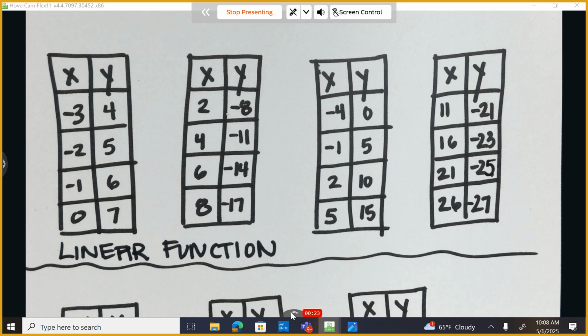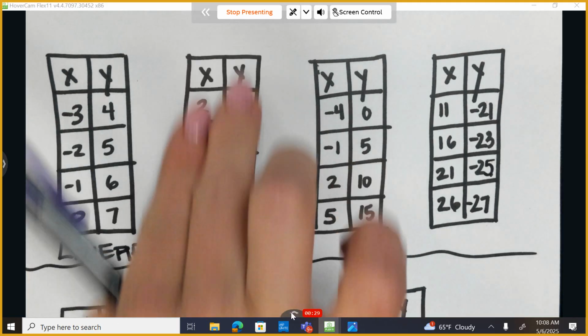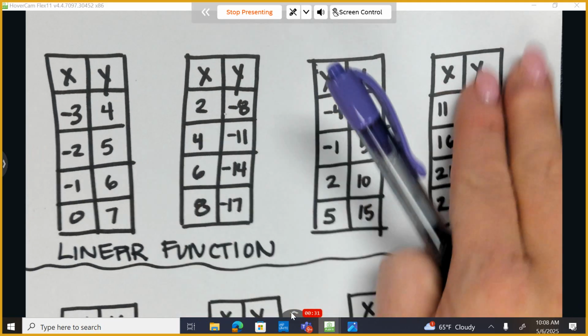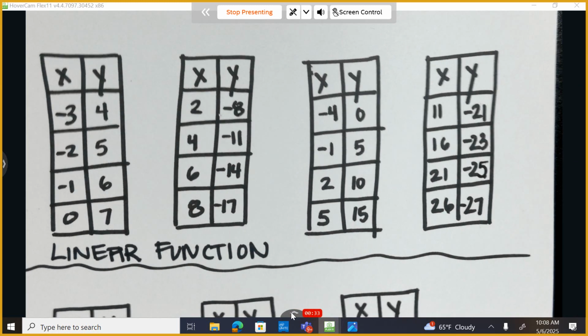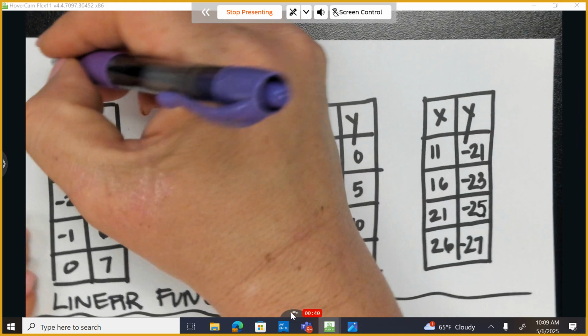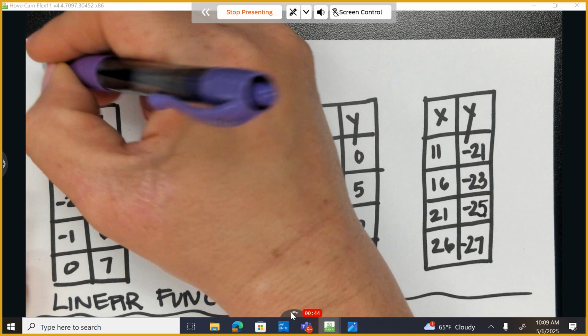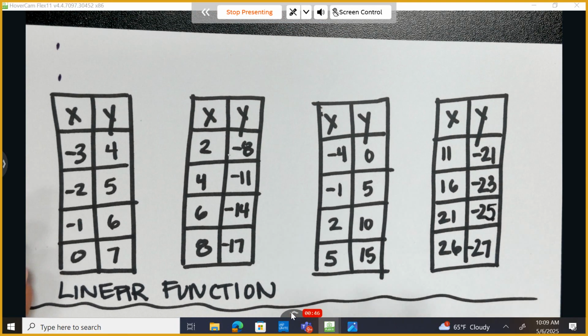Now, what we're going to notice about these four tables is these are points that belong to a linear function. This is a different linear function, a third linear function, a fourth unique linear function. We can tell by looking at data points whether something is a linear function if it passes two of these markers. And we'll talk about what those markers are in order to be a linear function.